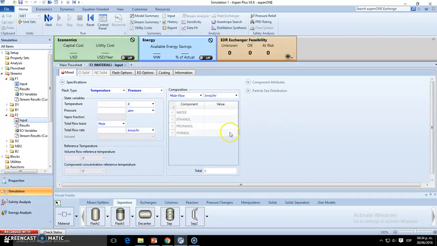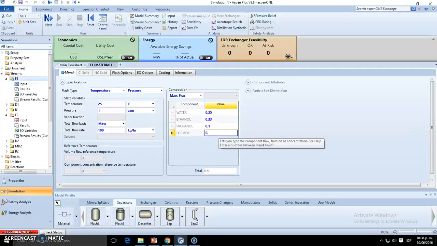So next. Oops. So we need to actually input the data, so it should be something around like this. Yeah, perfect. So we're done with the composition. Now let's go for the next one.